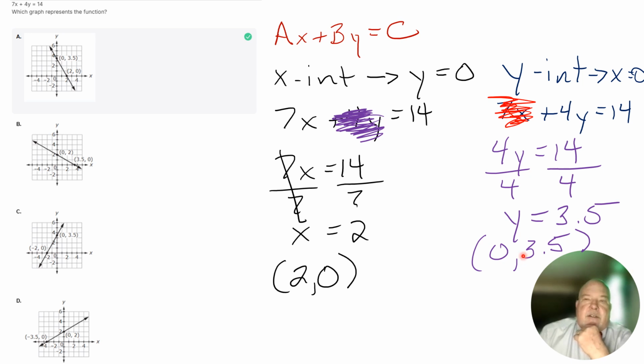But just to double check, let's look at the y-intercept, (0, 3.5). So that's it. So the answer is A.